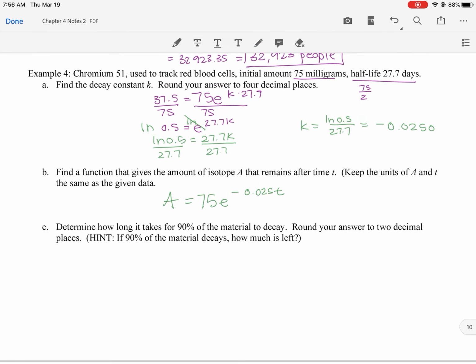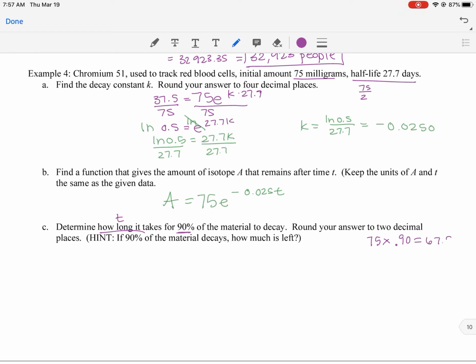Okay, determine how long it takes. So here we're going to be looking for t, to get 90% of the material to decay. Round your answer to 2 decimal places. Hint, if 90% of material decays, how much is left? So think about 75 times 0.90.